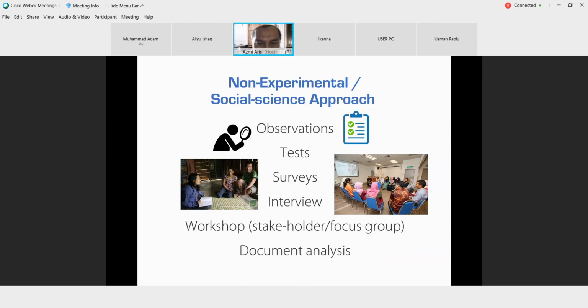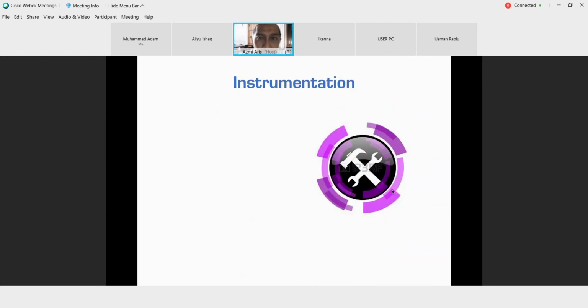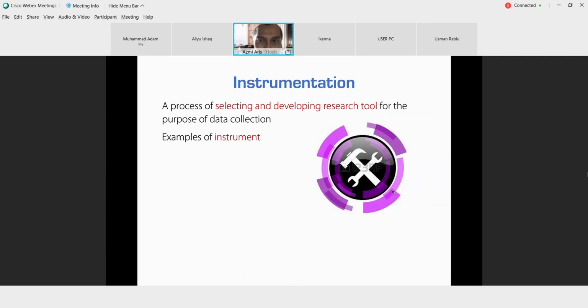And if you're working on history, normally you would be looking at document analysis. So for instrumentation in social science, they use a questionnaire, or they have interview checklists. If they are doing observation, they have their observation form. They prepare the form first, what they want to observe. It is not just simply come and observe. They must plan first what they want to observe.